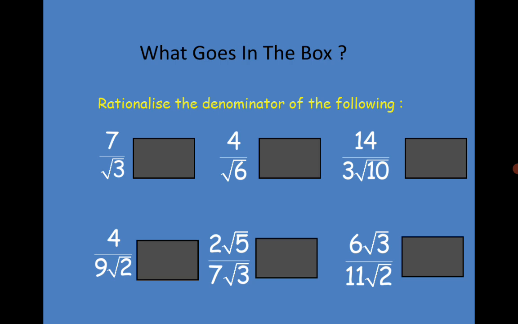So, this is for you to do in a few seconds. Rationalize the denominator of the following. 7 root 3. So write down the answer here. What would it be? Very quickly. 4 root 6. 14 over 3 root 10. 4 over 9 root 2. Root 2 root 5 over 7 root 3. 6 root 3, 11 root 2.